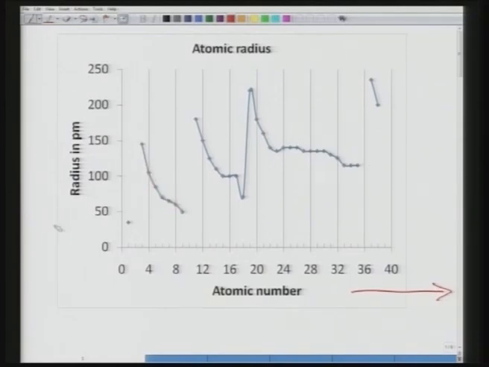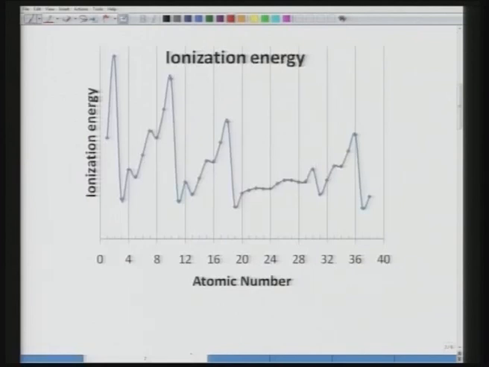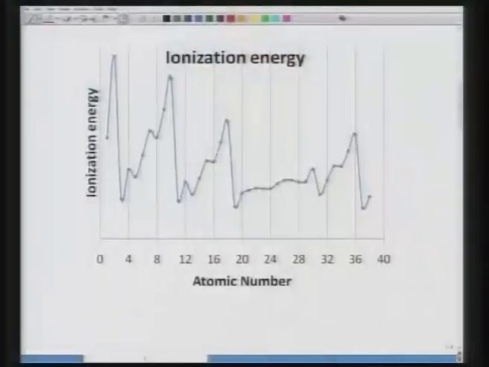I will show one more thing. This is ionization energy. Ionization energy is the energy that is needed to remove one electron, this is first ionization energy, one electron from the atom. So, that is ionization energy, and here also you will see the ionization energy is very high.